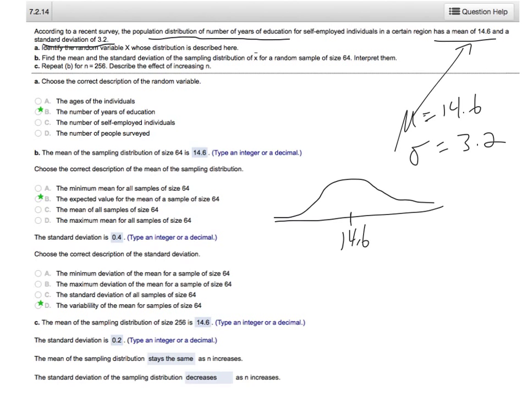And so in all of these questions you'll notice that it says what's the mean of the sampling distribution? 14.6, right? It's always 14.6. So the mean of the sampling distribution should match the mean of the population distribution. The thing that changes in the X-bar distribution is how varied we expect these answers to be.